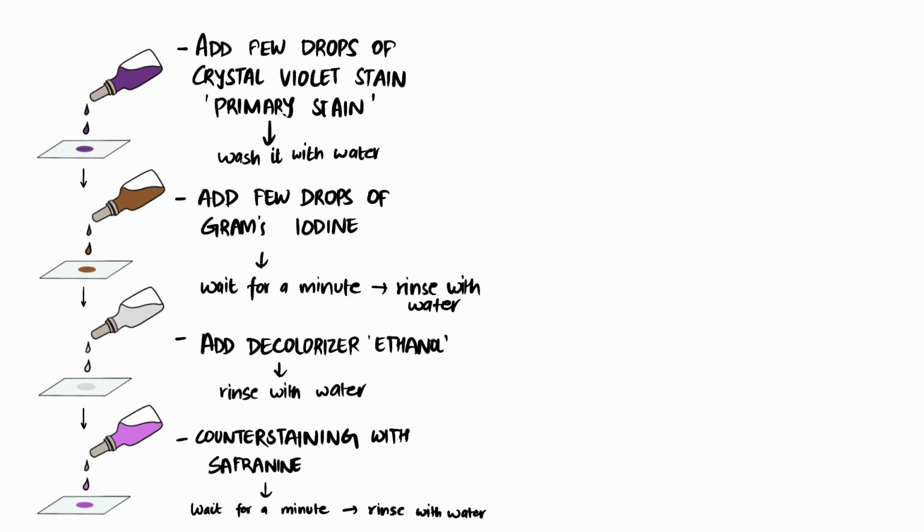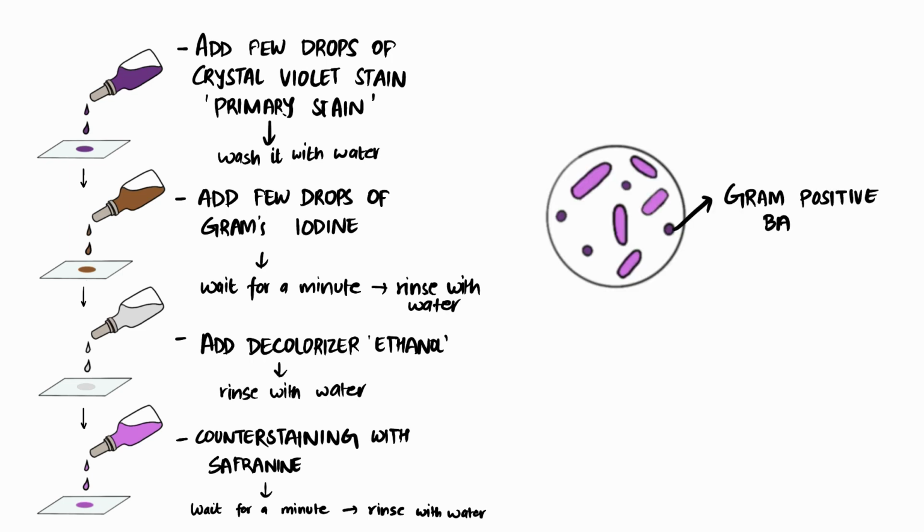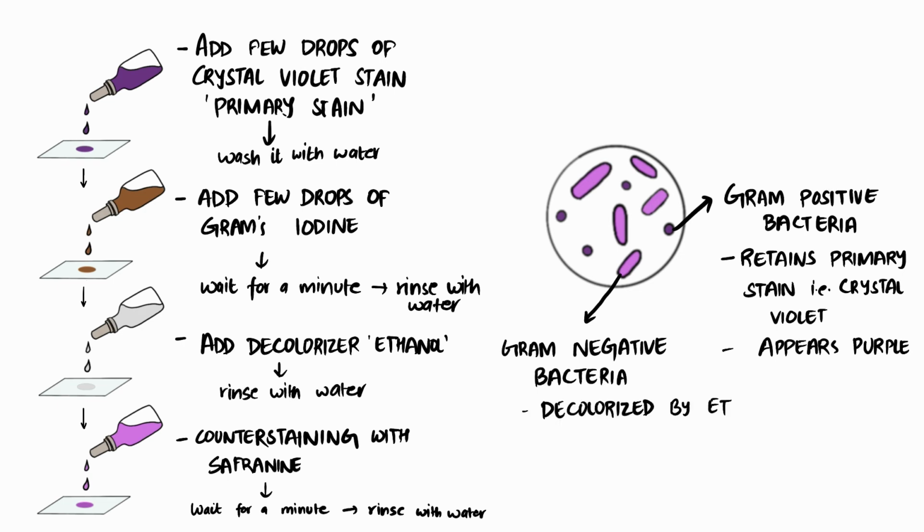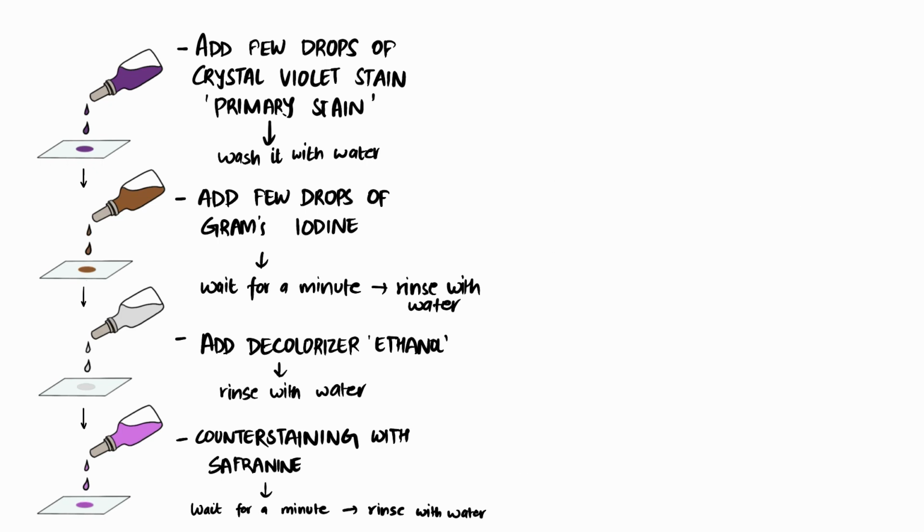So basically the 2 main dyes that we have used are crystal violet and safranin, and then we observe it under the microscope. The gram-positive bacteria retain the primary stain, that is the crystal violet, and hence appear violet or purple in color. Whereas the gram-negative bacteria are decolorized by ethanol, and hence they take up the counterstain and appear pink in color.